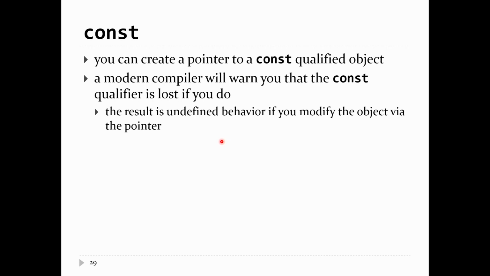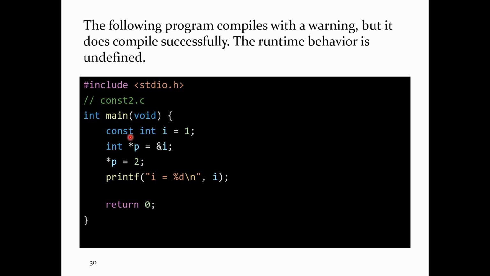So i is declared to be const. Its value is always 1. But I can make a pointer, int *p, a pointer to int, and I can take the address of i, because i is an int object. So I can write that, and then I can dereference the pointer and set the value of i to 2. And then I can print the result of i. If this works, it's going to print i equals 2. If it doesn't work, it's going to print i equals something else. In either case, the compiler still accepts this as a legal C program, but it warns you.